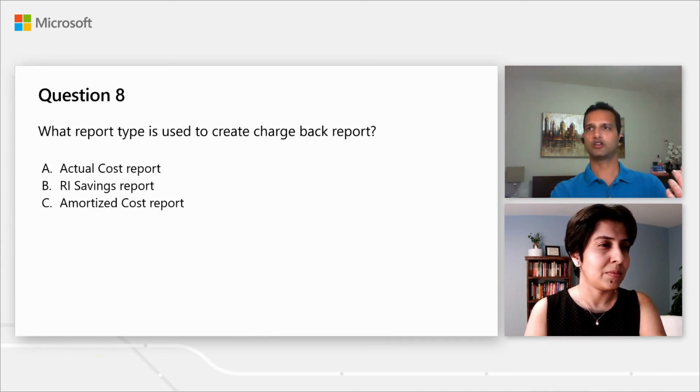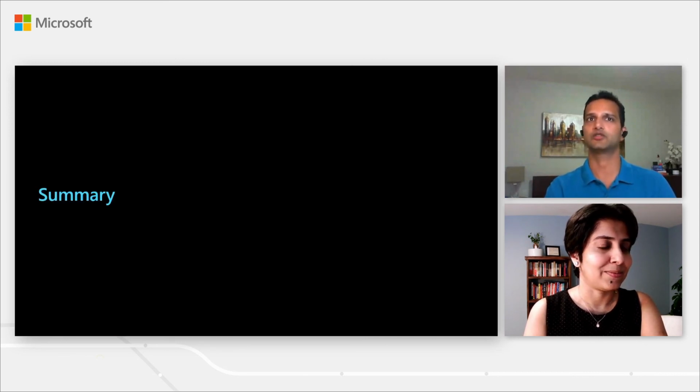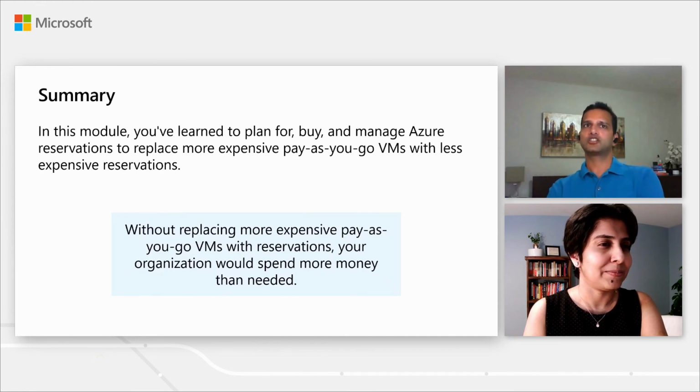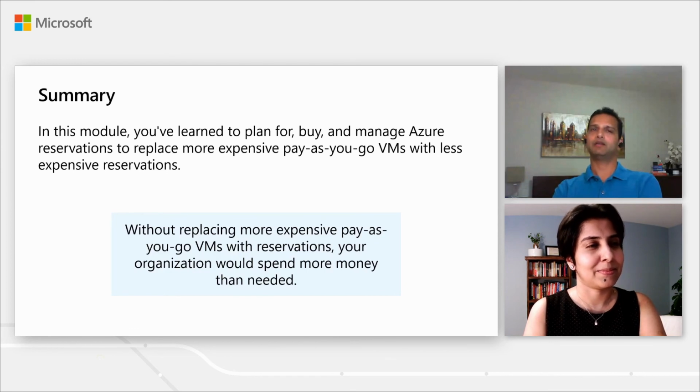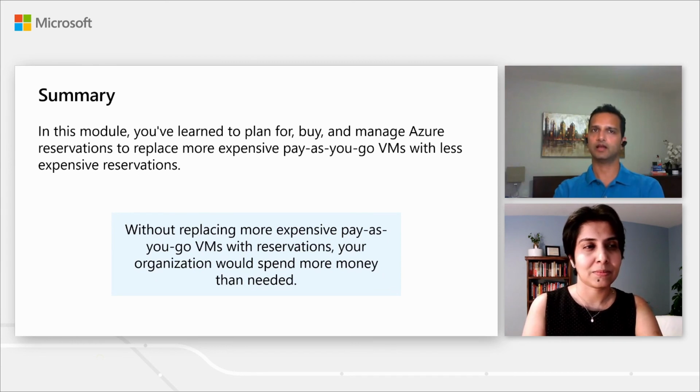Let's do a quick knowledge check. What report type is used to create a chargeback report? Actual cost, RI savings report, or amortized cost? I think it's the amortized cost. Yes, just making sure we hammer it. We have gone through it so many times. Amortized cost, use it, and you will see that breakdown that we went through. So just in summary, we went through plan, buy, and manage reservations, and save on your costs. You can see recommendations, you can purchase, and you can optimize after you purchase as well.